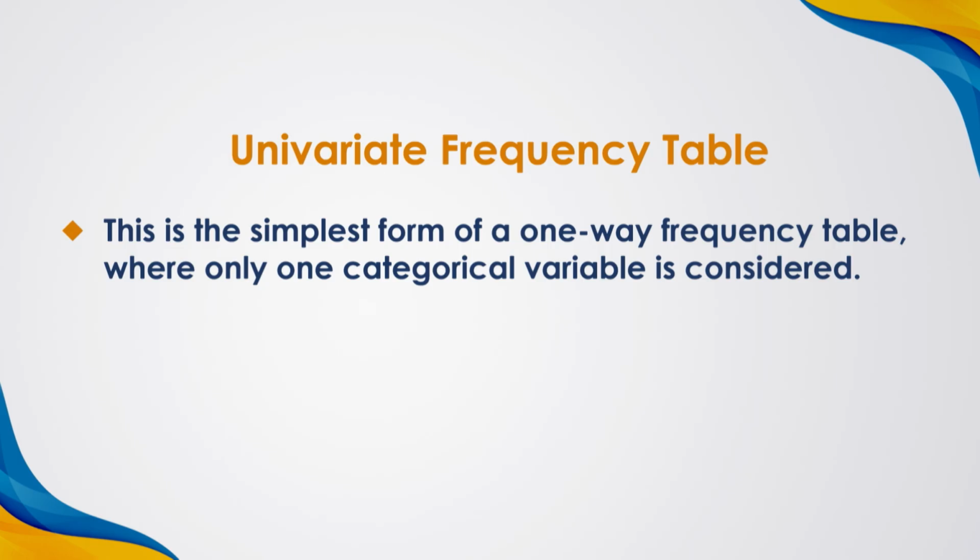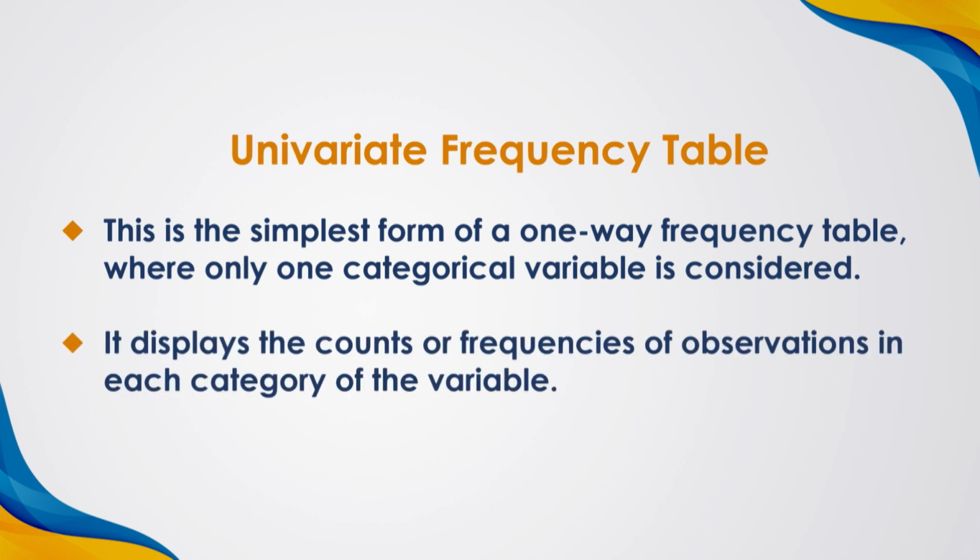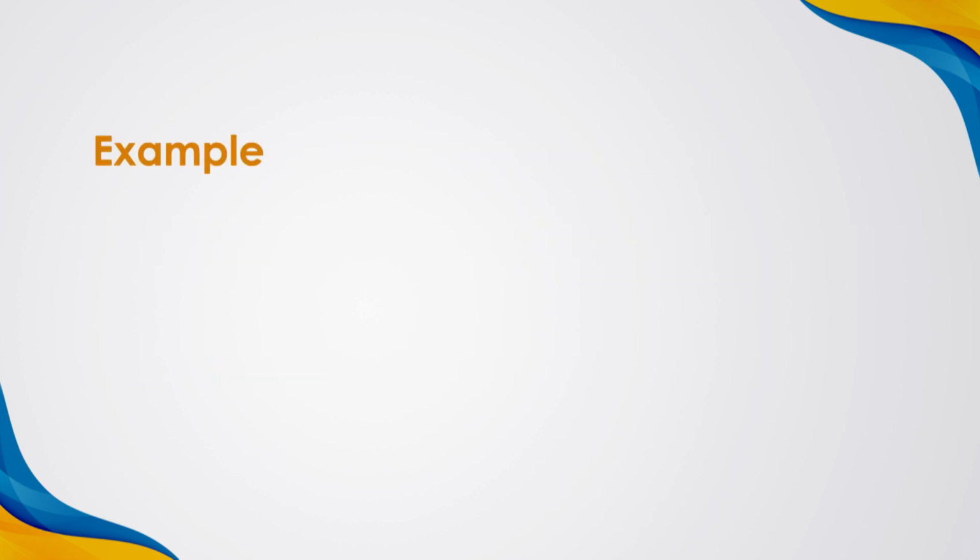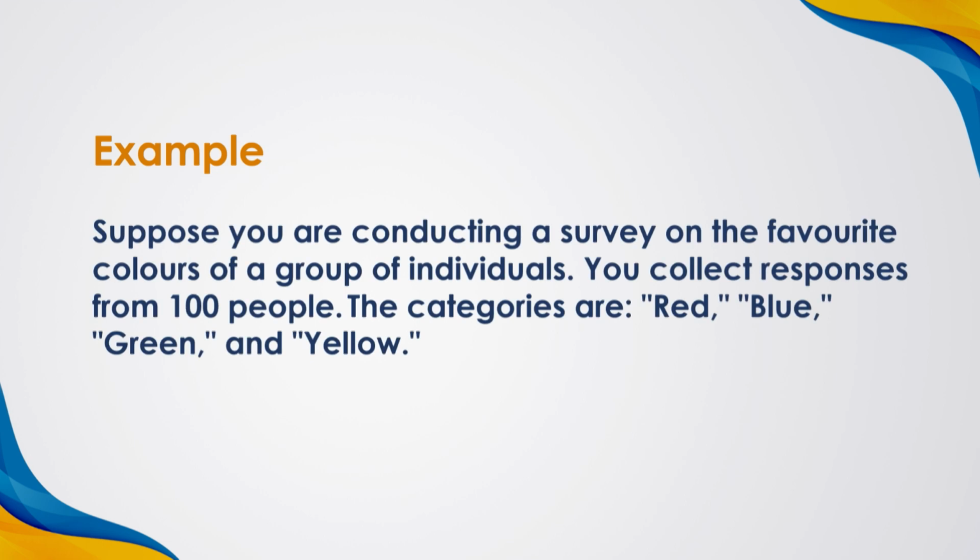Univariate frequency table. This is the simplest form of a one-way frequency table where only one categorical variable is considered. It displays the counts or frequencies of observations in each category of the variable. Let us go with some examples. Suppose you are conducting a survey on the favorite colors of a group of individuals. You can collect the responses from 100 people. Let us make it as an example here.